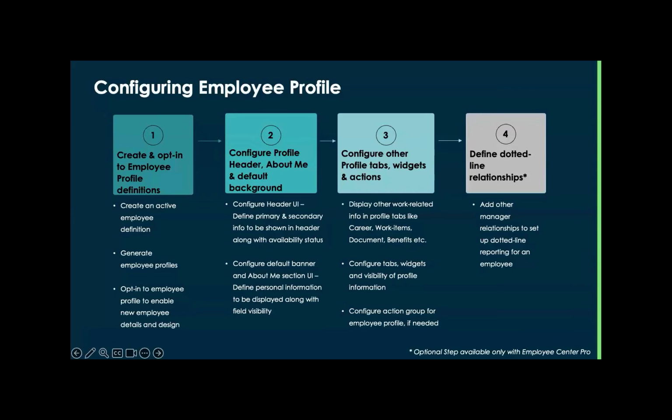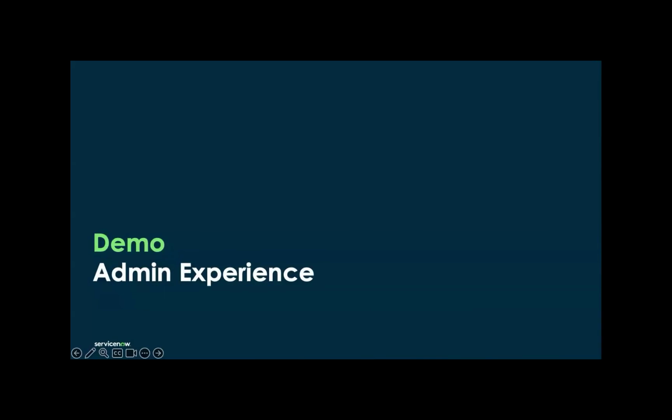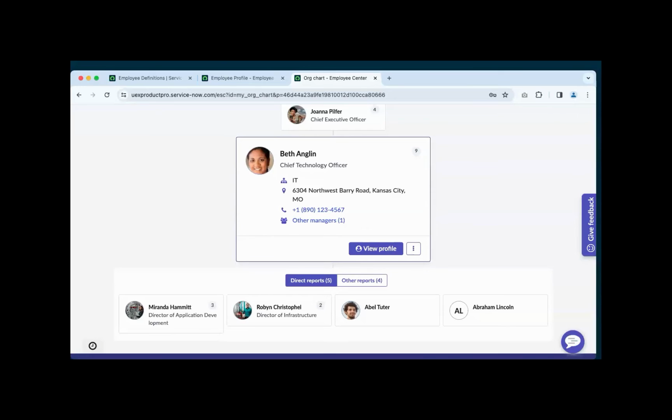Now, the fourth step, the final step here, is optional, and it is only valid if your organization defines dotted line relationships for the employees. If you need to define dotted line relationships, you could add the other manager relationships or other reporting relationships to set up the dotted line reporting for an employee, right? We'll understand all these different steps on the instance, so I'll just move on to the instance.